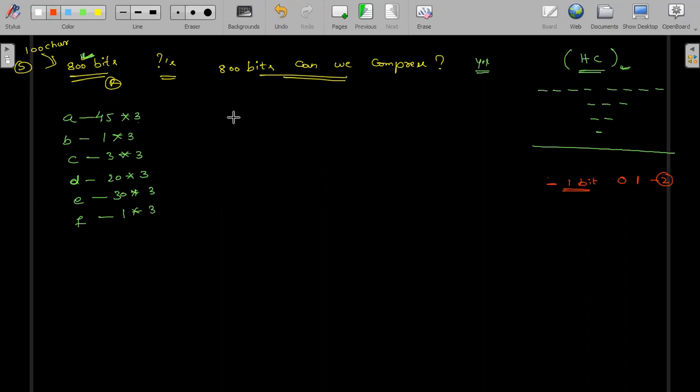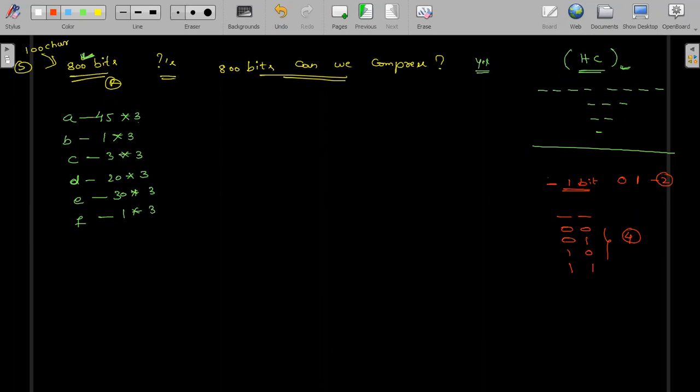Again, if I take 2 bits, how many combinations will you get? 4 possible combinations. Yes or not? 0 0, 0 1, 1 0, 1 1. These are the 4 combinations I am going to get. This is 4 combinations.